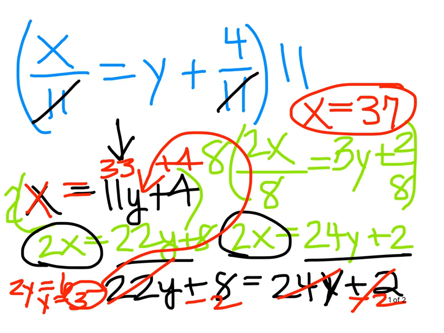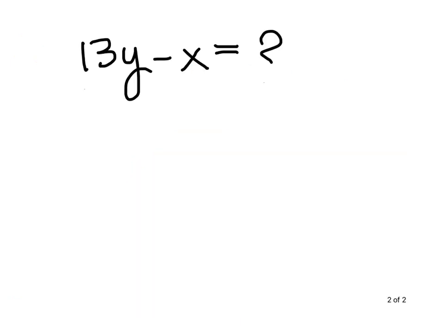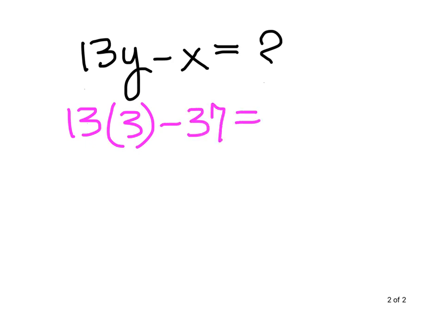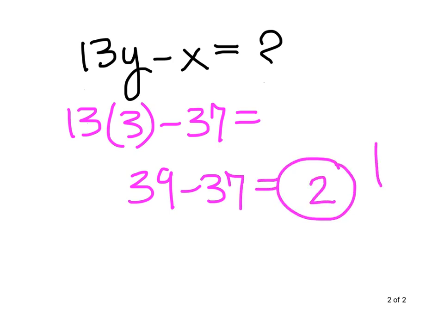Now going to the next page, we have y is equal to 3, x is equal to 37. Therefore, 13 times 3 minus 37 is equal to 39 minus 37, which is equal to 2. And there is your answer.